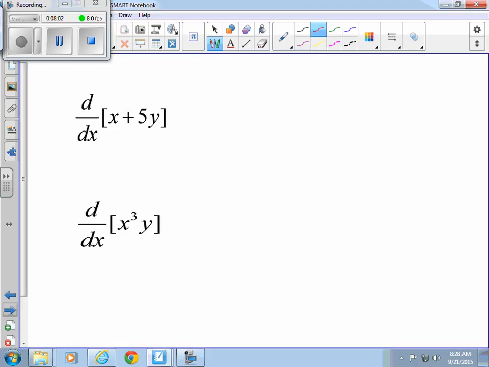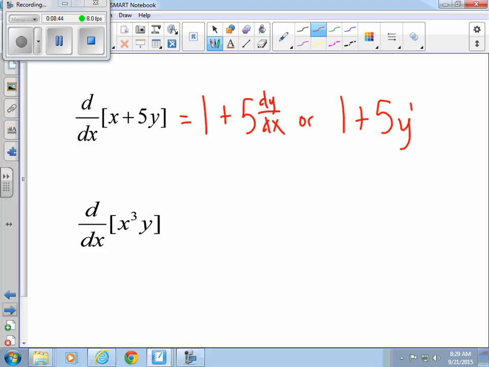So let's look at some more examples. I have the derivative with respect to x of x plus 5y. Well, what's the derivative of x with respect to x? 1. Always has been. That doesn't change. But then what's the derivative of 5y? 5, and then whatever the derivative of y is. I don't know what y is, so it has some derivative. So 2 ways we can write it. Both of those are correct notations for what we'll be working with.